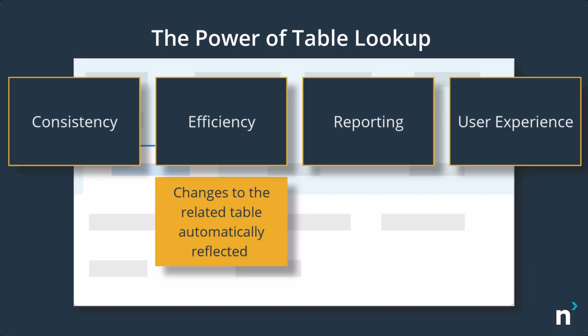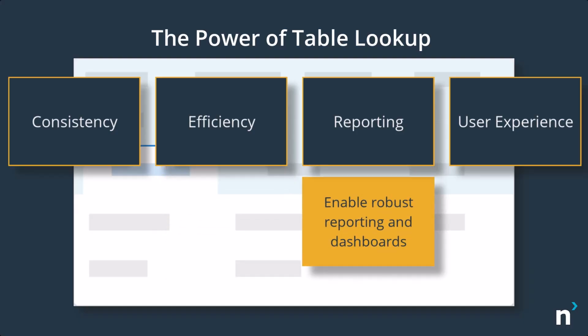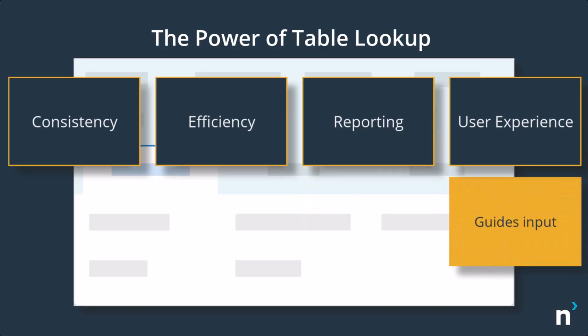Efficiency. Any updates made in the source table automatically show up in your app. Better reporting. Since your data stays clean, reports and dashboards become more useful. Improved user experience. Table lookups guide users so they don't have to guess what to enter.